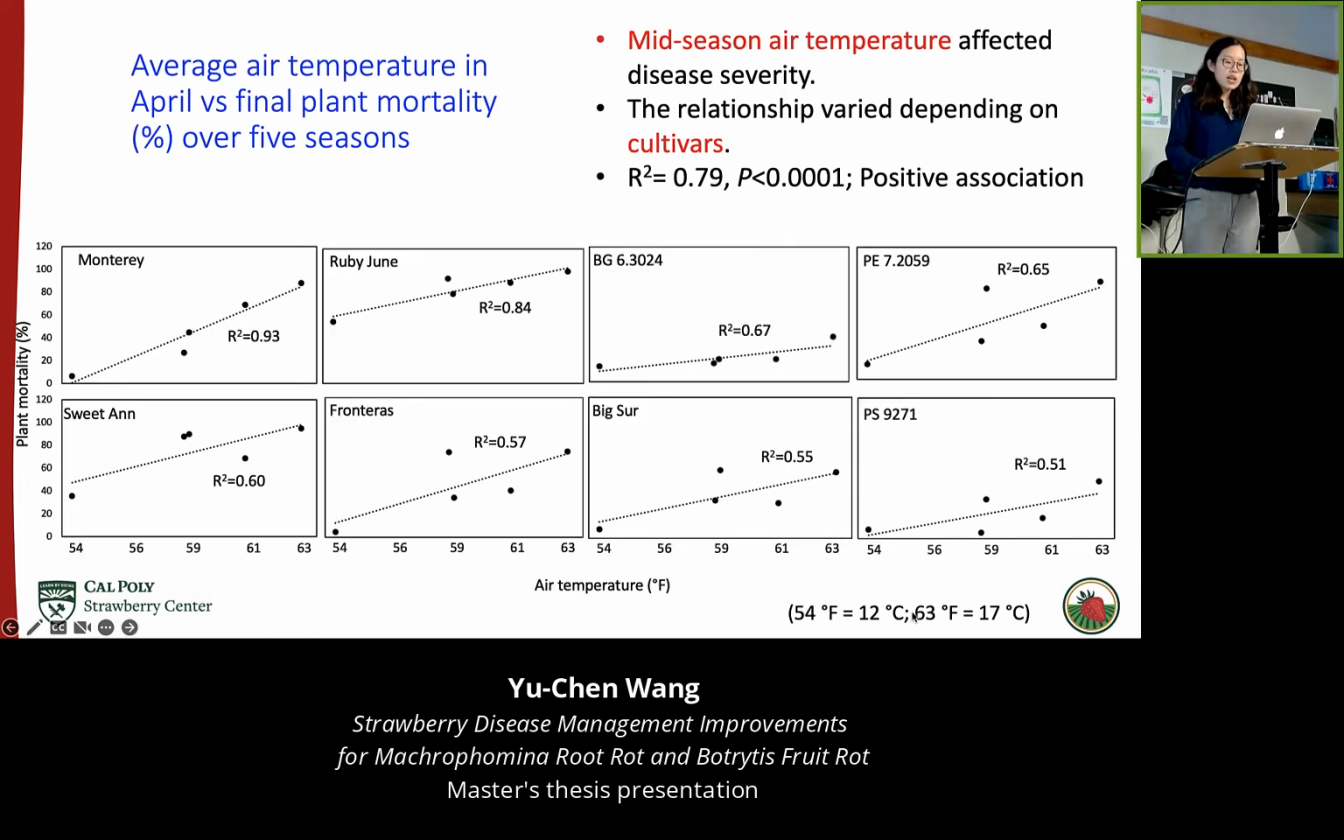Besides that, we also find that the mid-season air temperature of April is highly associated with the final disease incidence. Looking here, the air temperature of 55 to 63 degrees Fahrenheit and the final disease mortality for those 8 cultivars. We find some cultivars are a great fit in this relationship, and the rest of them are just moderate risk. But overall, this relationship gives us an R-square value of 0.79, explaining 79% of the variation.